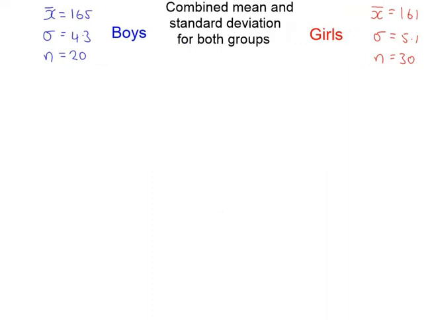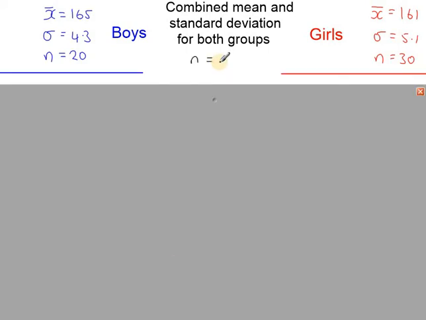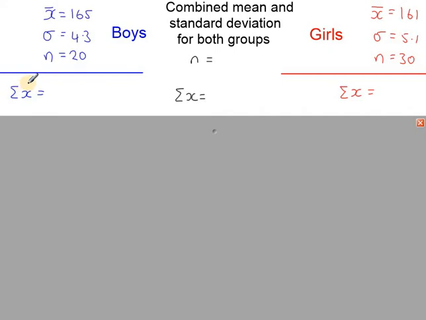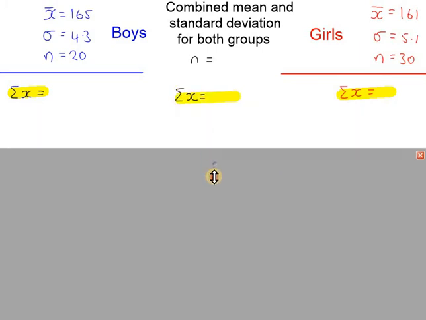What we want to do is combine both groups together and work out the standard deviation and the mean for both combined. So we need an n value, so this value plus this one for the combined group. We need to work out a sigma x value from the mean for the boys. We need to work out a sigma x value from the mean of the girls, and then we add this value and this value together to get this one for the combined group.